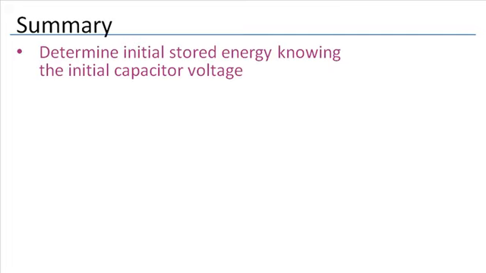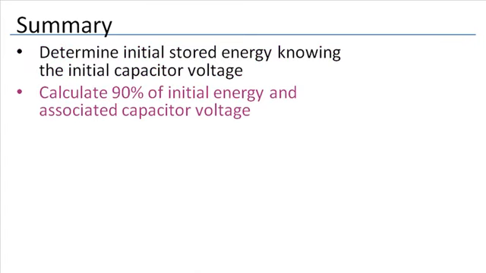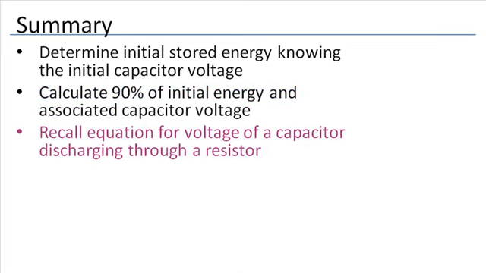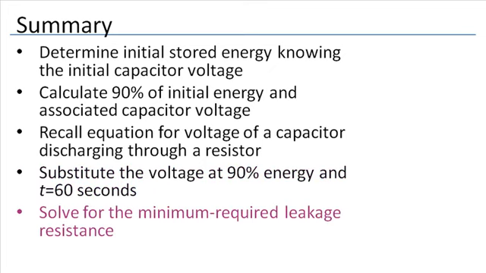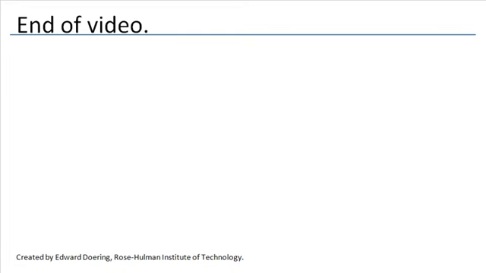Let's review the overall problem-solving approach we followed. First, we needed to determine the initial stored energy, knowing the initial capacitor voltage. We then calculated 90% of the initial energy and its associated capacitor voltage. We then recalled the equation for the voltage of a capacitor discharging through a resistor, substituted the voltage at 90% energy and 60 seconds, then solved for the minimum required leakage resistance. And that wraps it up for this problem.